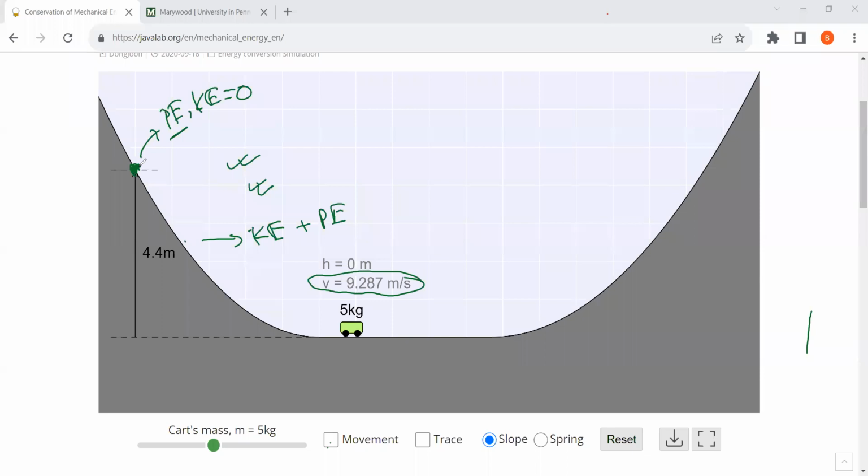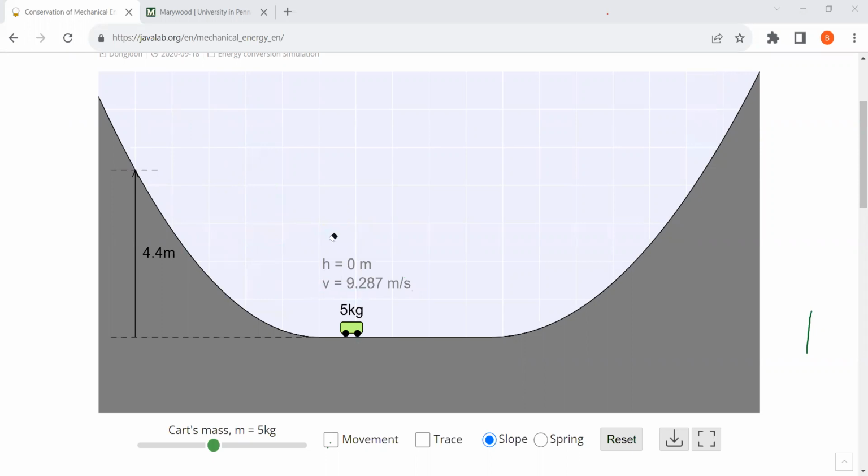So we'll be learning more about this in the next class. I'm going to stop here for today. In the next class we are going to learn about elastic potential energy, and then conservation of mechanical energy, conservation of energy and power. So I will see you in the next class.